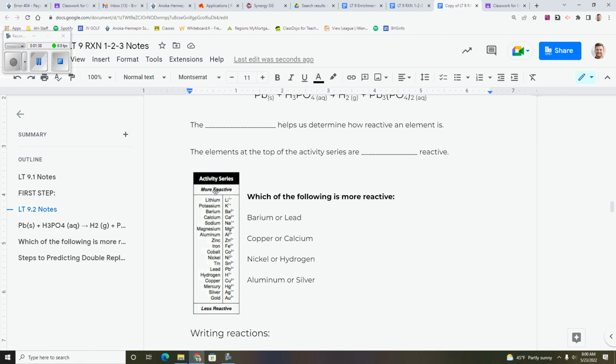Everybody see it? Back side. Where is it on the left? Okay? So here's what the activity series is. Remember when I did that demo where I put the aluminum foil in the blue solution? Remember that? What happened? Tin foil switched and the copper came out, right?